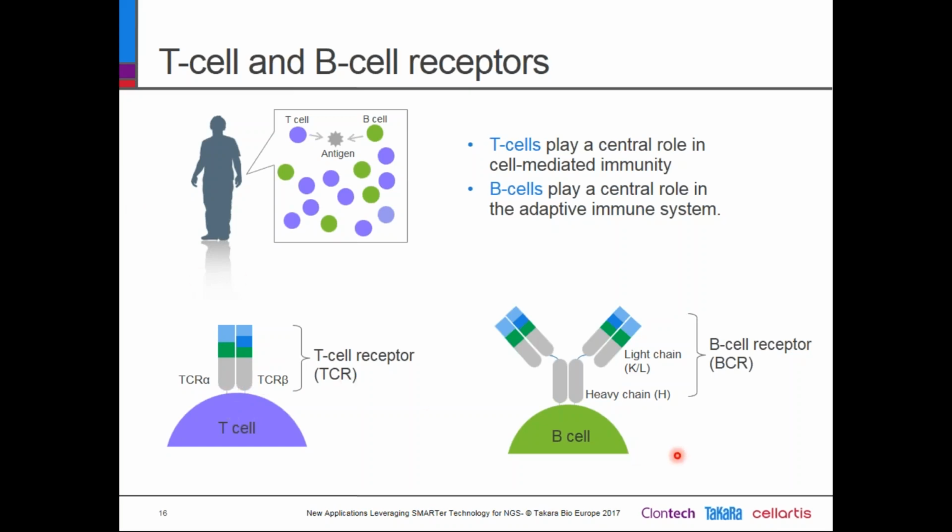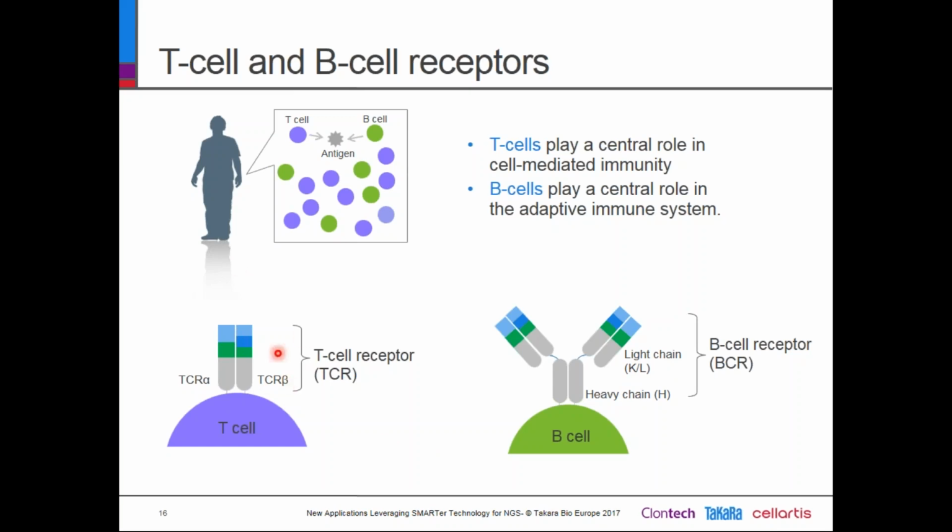In the case of B cells, we have on the surface these B cell receptors, which are also called immunoglobulins. What you can see here is that they are also heterodimers, but they are composed of two heavy chains, represented also as H, and two light chains. And these light chains can be of two types, kappa or lambda, or K and L as shown here. So let's talk first about the TCR, and then we will go back to BCR.